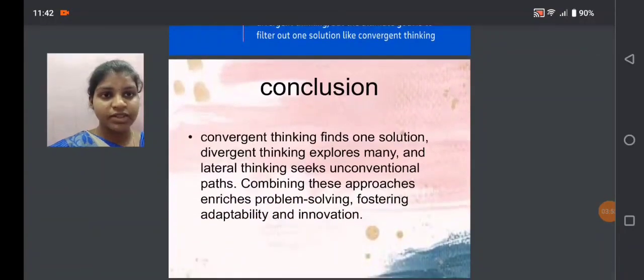Conclusion. Convergent thinking finds one solution. Divergent thinking explores many. And lateral thinking seeks an unconventional path. Combinations of approaches enrich problem solving, fostering adaptability and innovation.